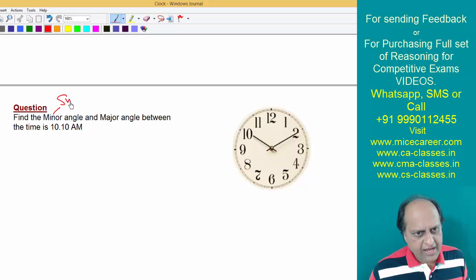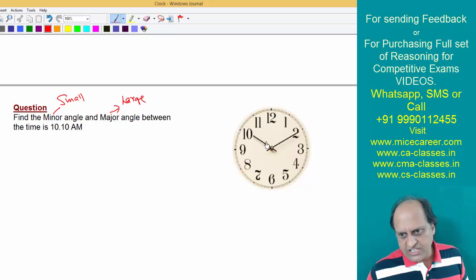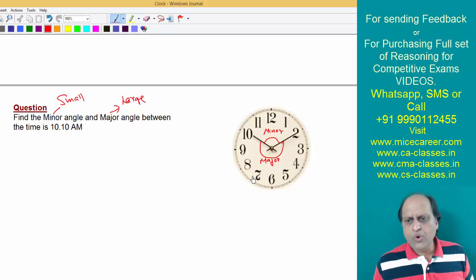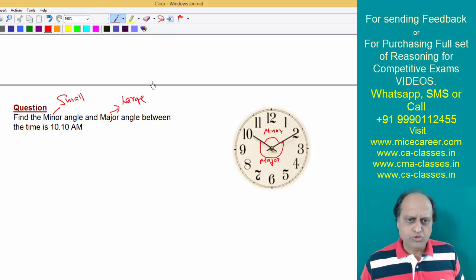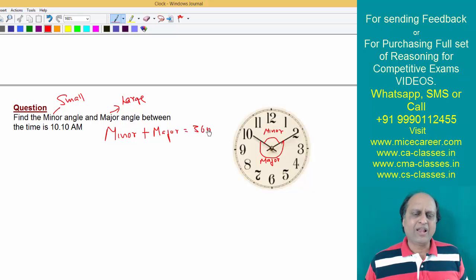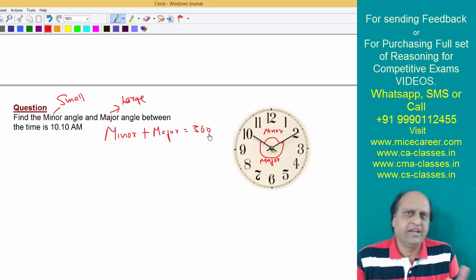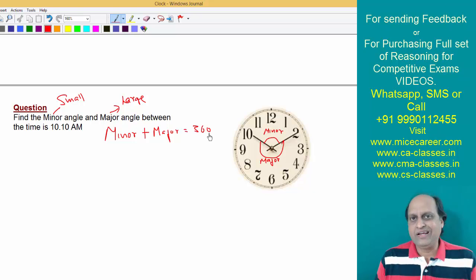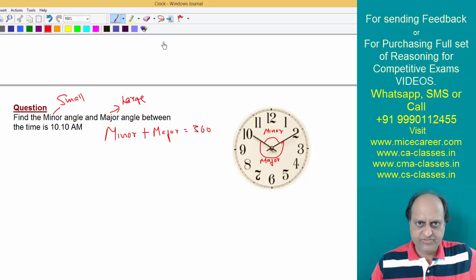Minor angle is the small angle. This is a new term I am introducing to you. And major angle is the large angle. So this is the minor angle and this is the major angle. You need to solve only one of the two, because minor plus major is equal to 360. So you calculate the minor one, and the other one you can obtain automatically by deducting it from 360. So this idea is very clear.